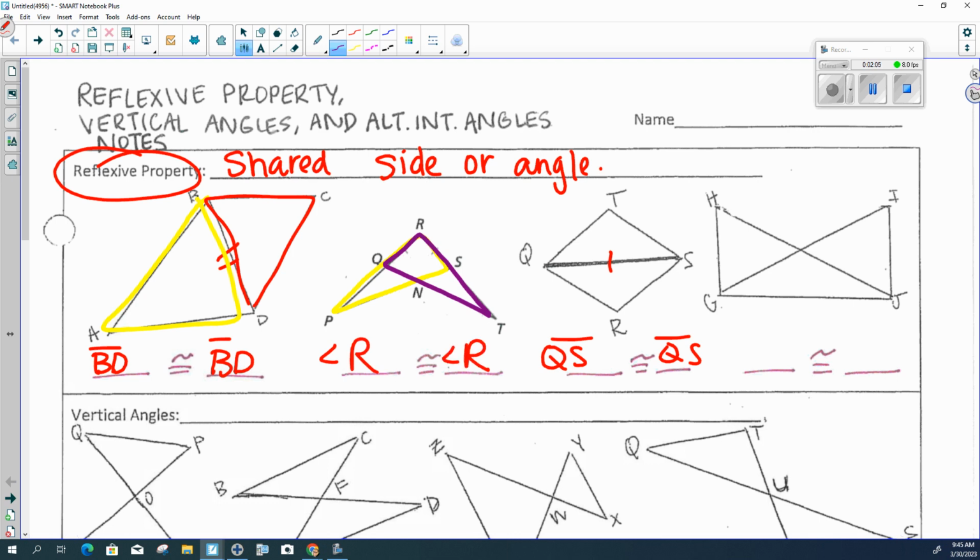And when we get to the proofs, you have to tell why. How did you know that? They didn't tell you. How did you know? Well, it's because of the way that the picture is drawn, and it's the reflexive property. It's a shared angle.